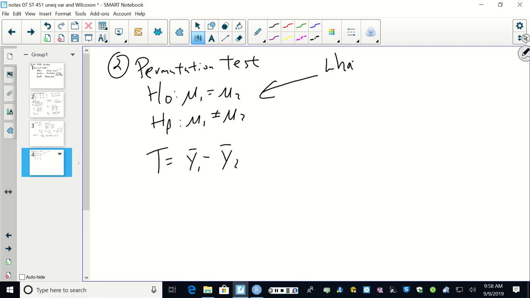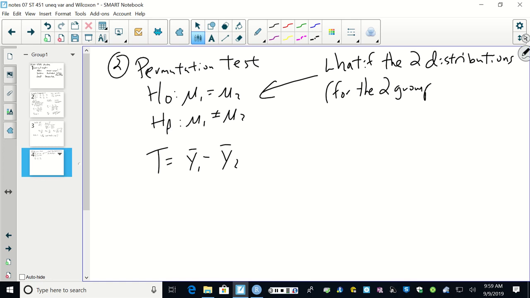What if the two distributions, the distributions for the two groups, the two populations or two groups, are exactly the same?